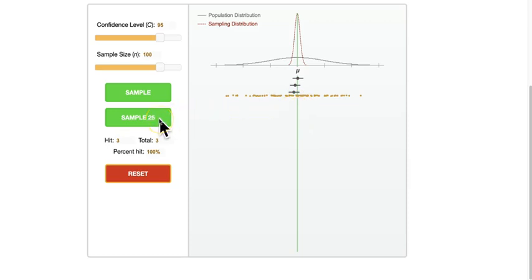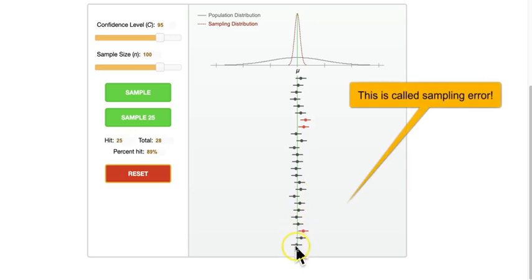Let's do 25 samples of 100 and see how many times we're able to capture that population mean. Wow, so here the red ones, those are the confidence intervals where I did not capture that population mean. Ideally, because we chose a 95% confidence level, only 5% of the time we would not be able to capture the population mean. Here I got a percentage hit of 89, which is pretty close.